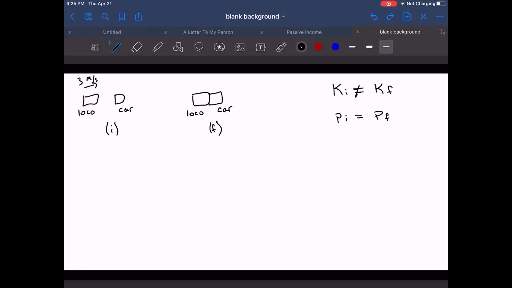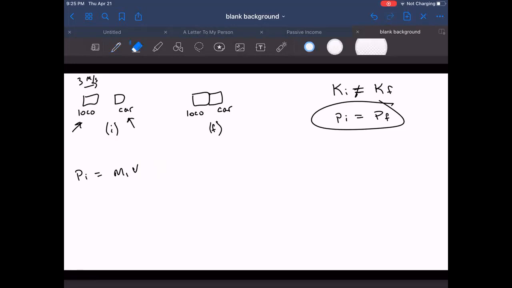What is the velocity of the coupled cars after collision? Well, I don't know, but guess what? I know the momentum is conserved. Well, what is the initial momentum? I don't know, but I know it's the momentum of the locomotive plus the momentum of the car. What is that? It's the mass of the locomotive times the velocity of the locomotive, and let me use L, plus the momentum of the car, 0. Why? Because it's not moving. Good. So hey, we're done there.